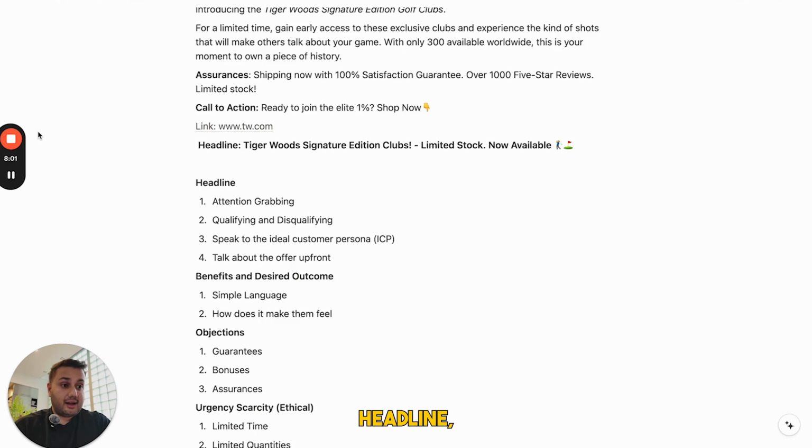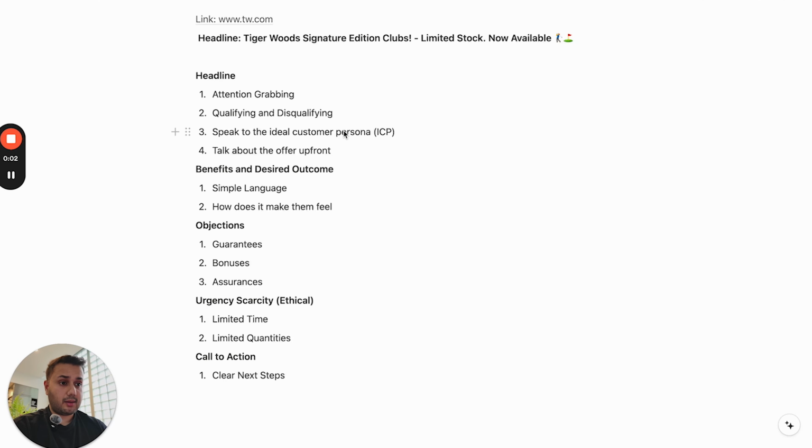And then you have the headline, which is Tiger Woods Signature Edition Clubs, limited stock now available. Simple, clear, effective, and that's it. Okay, now what we want to do is really summarize this in an amazing package. So bare bones building blocks, however you want to see them. These are a few elements that you want to play with when you sort of craft this kind of ad.